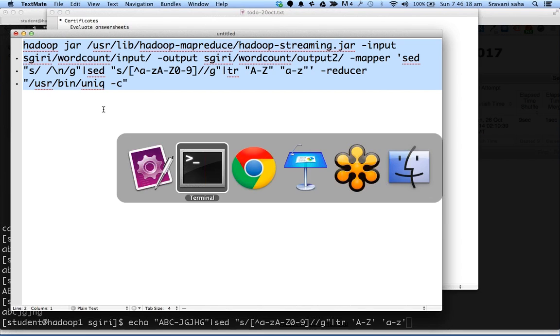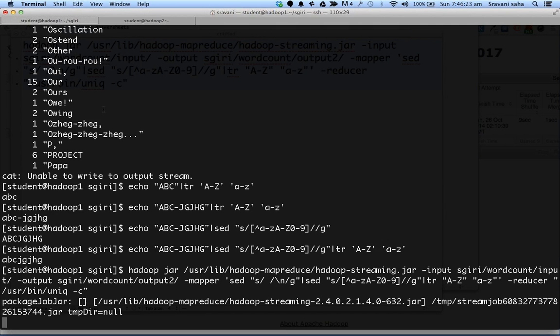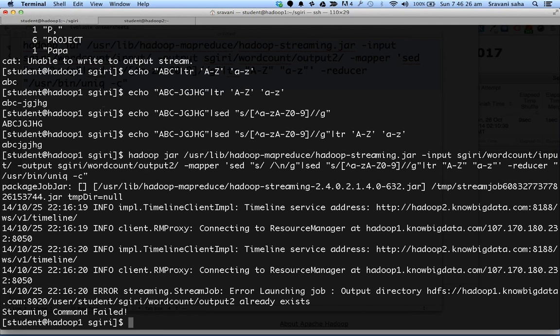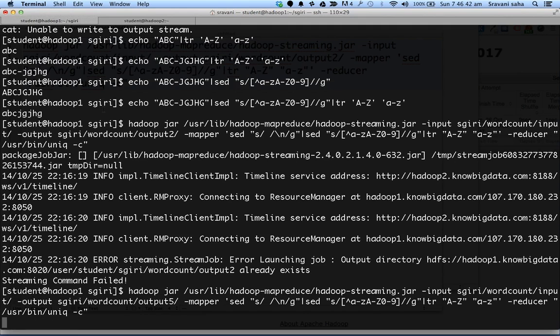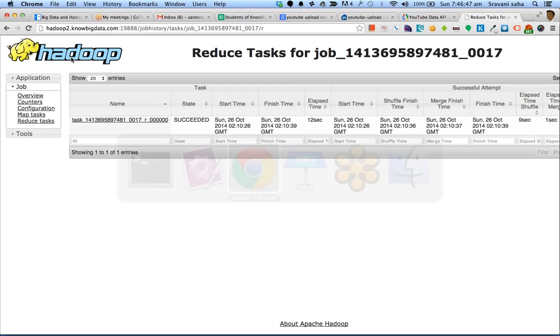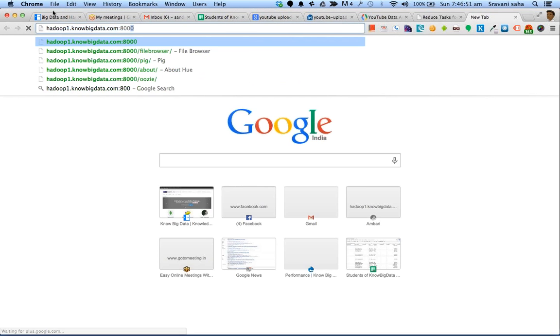Now I'm doing the same command again. Let's see what happens. I've never done it before, but let's see what happens. Output 2 already exists. That's not an issue with us. Let's see what all it does. Hadoop 1 and 8000.